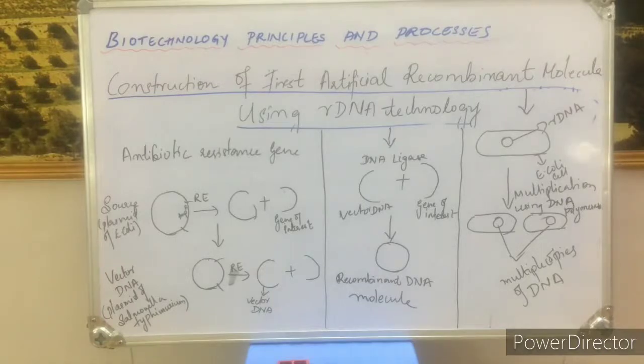Initially, we are isolating the antibiotic resistance gene from the plasmids of antibiotic resistant strains of E. coli using restriction enzymes, right? After the restriction enzymes have acted, you get the cut piece of antibiotic resistance DNA, which is linked with the plasmid DNA of Salmonella typhimurium using the enzyme DNA ligase, right? It acts on the cut DNA molecules and joins their ends.